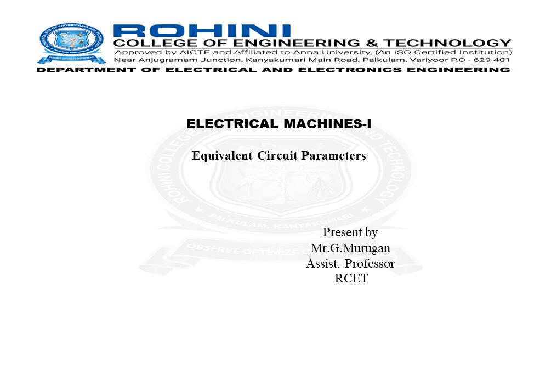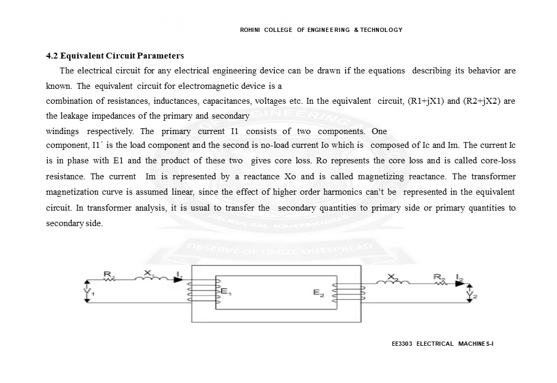Today we are going to see about the equivalent circuit of transformer. The electrical circuit for any electrical engineering device can be drawn. Its equation describes the behavior of the device. The equivalent circuit of an electromagnetic device is a combination of resistance, inductance, capacitance, voltage, etc.